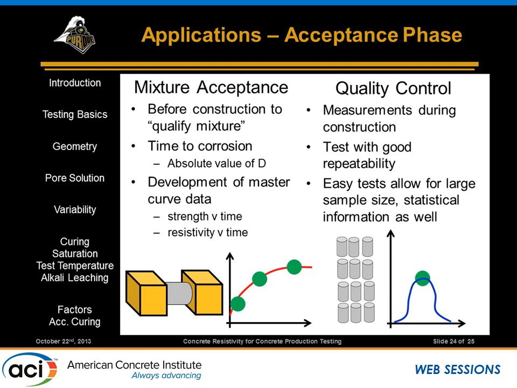Then while you're doing your quality control, you're essentially taking your measurements during the construction process. You now can get repeatability on this because what you're really trying to see is, have we gotten a different water to cement ratio or water content during production?